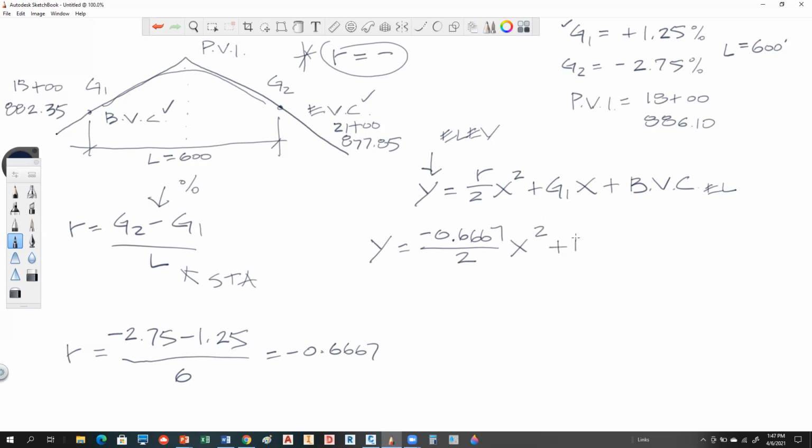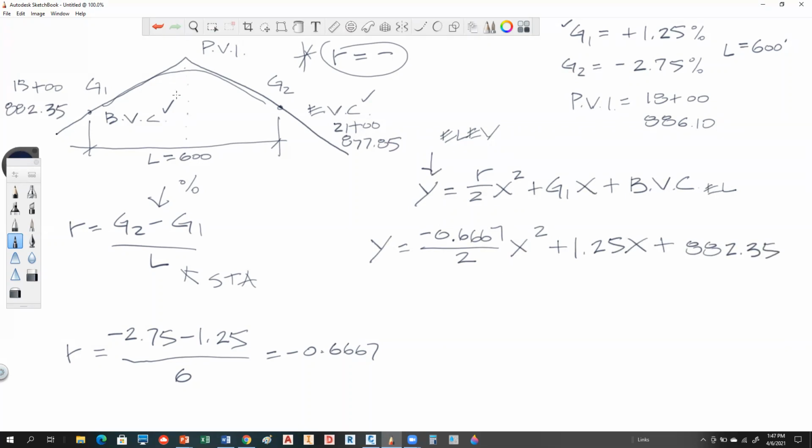G1 brings its sign with it, so if that happened to be a negative, we'd be subtracting. Plus the elevation of the BVC, 882.35. This is called your equation of parabola.